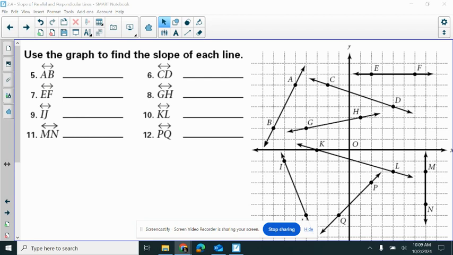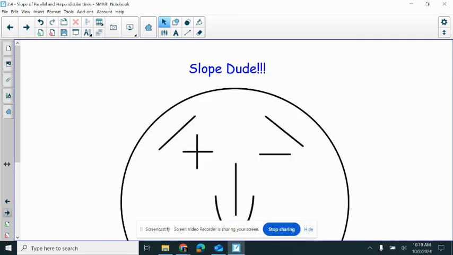This is Mr. Wright. Today we're going to talk about slope, how to find slope, and slope-intercept form of an equation. All right, so if I want to find slope on a graph, slope is rise over run. There are a couple different types of slope.